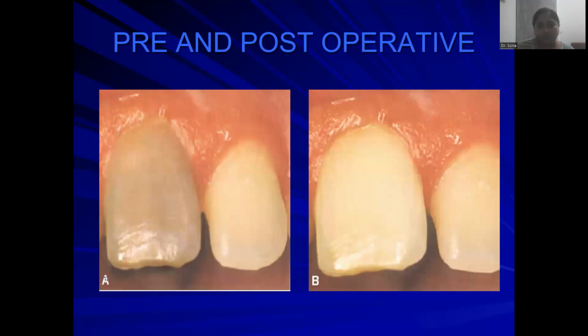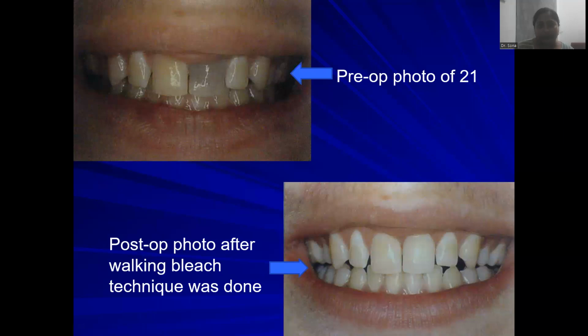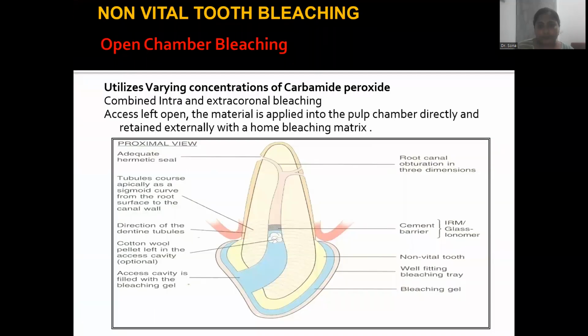This is one of the pictures which shows the pre and post operative picture, how they have treated after applying the bleaching agent, and what change has occurred after 1 to 2 weeks. Once you get this desired change, you can stop the procedure and seal the access cavity with permanent material. Another picture, pre-op and post-op. Non-vital bleaching of 2-1. So that was the closed chamber technique.